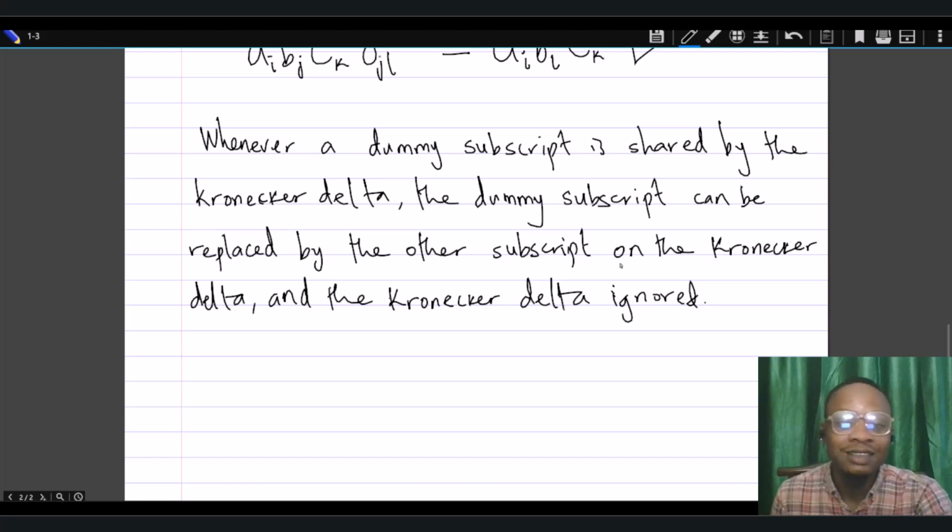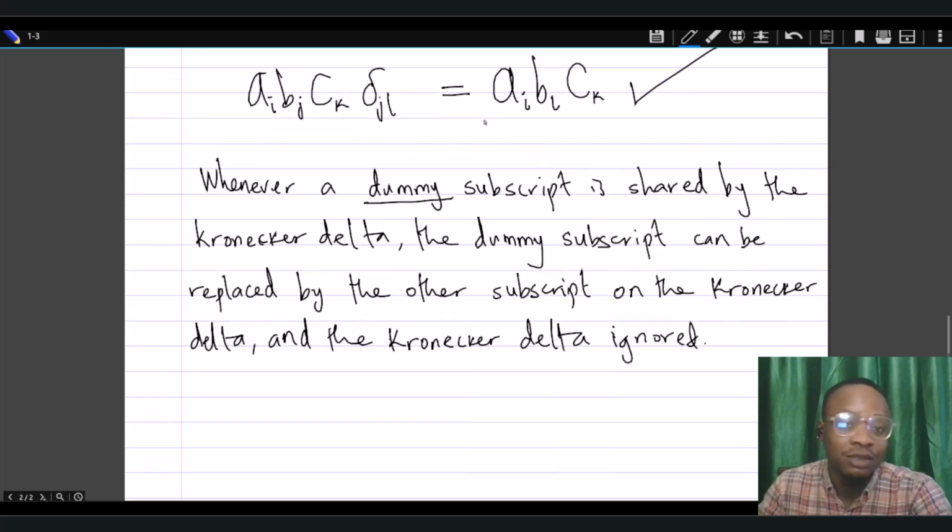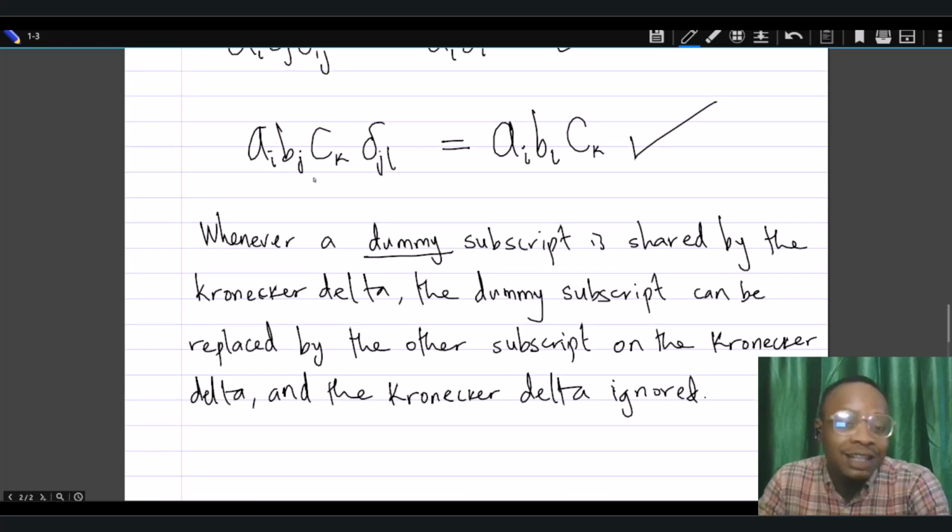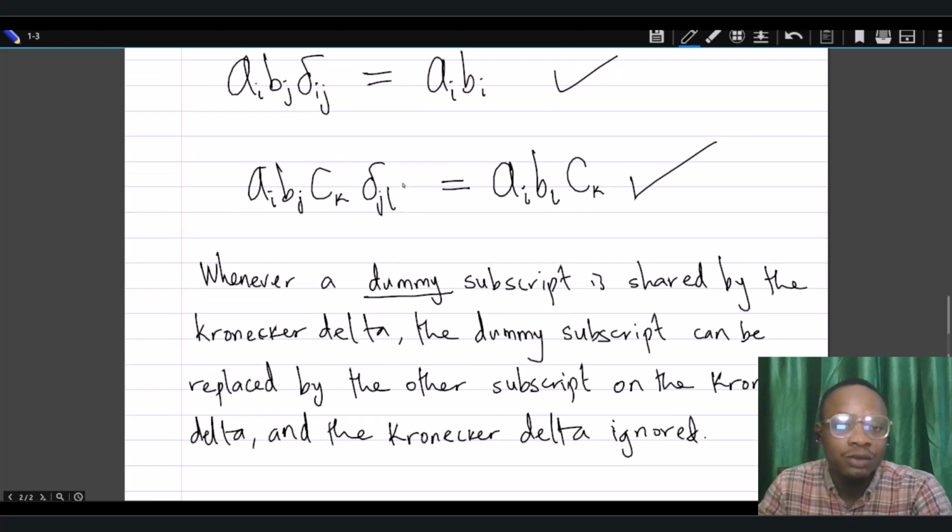So why are we calling it dummy here? Dummy because it appears twice. We have said by our rule that no subscript can appear more than twice in a given term. So dummy means that it appears twice. If it is shared by the Kronecker delta, that means one of its appearances is on the Kronecker delta. So that is the idea.